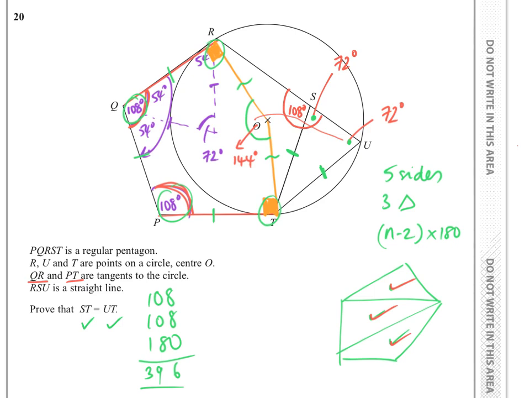I haven't written anything down there, and in an exam you would try and write down some things like angles in a triangle add up to 180, internal angles in a pentagon add up to 540, angles on a straight line are 180, and so on. You wouldn't just write all of this here because you may lose a mark. So try and write some brief sentences in words to justify your workings. But that's the way around this problem, and I hope you understood it.